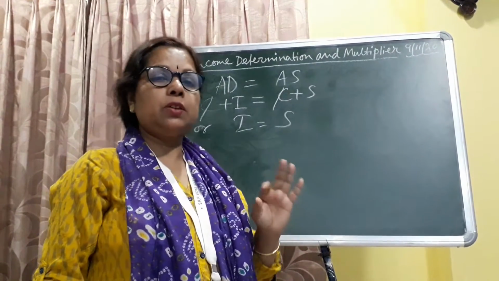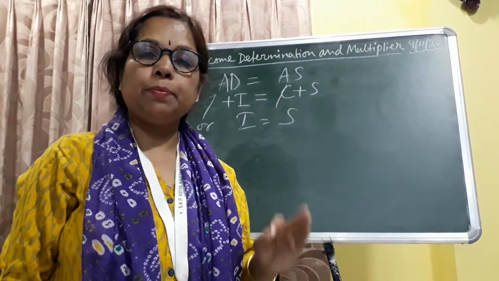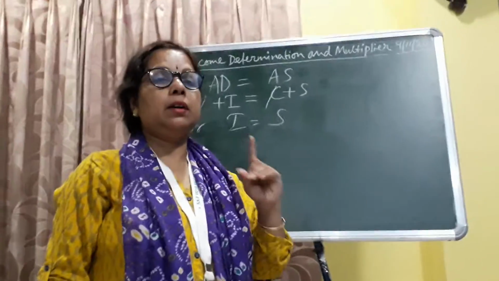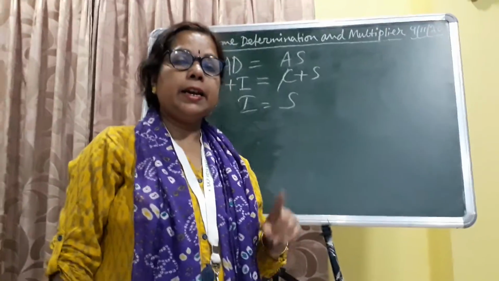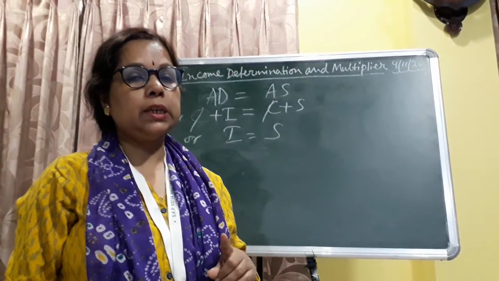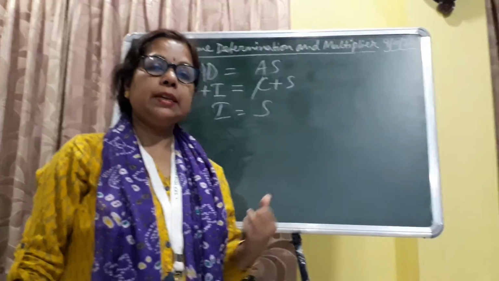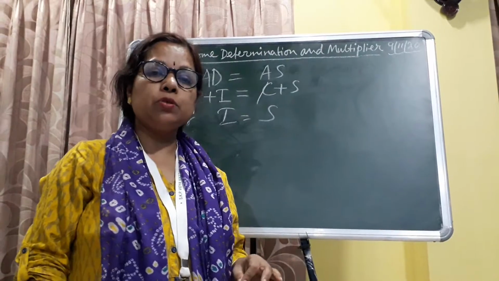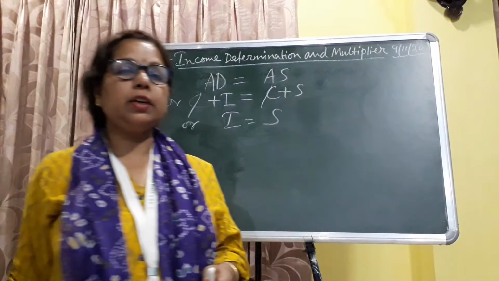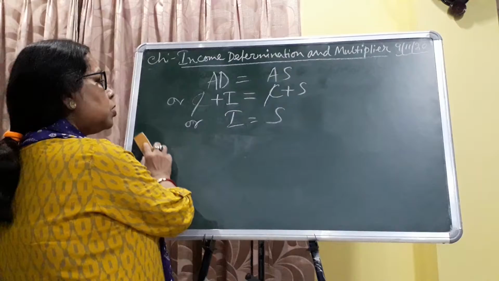In the examination, when it is asked to explain the equilibrium level of income, output and employment with the help of the aggregate demand and aggregate supply approach, you draw the AD-AS diagram. If it is asked to show the equilibrium level of output, income and employment with the help of the saving investment approach, then you draw the saving investment diagram. So now I am going to explain the saving investment approach. First of all you have to draw the diagram of investment equal to saving.